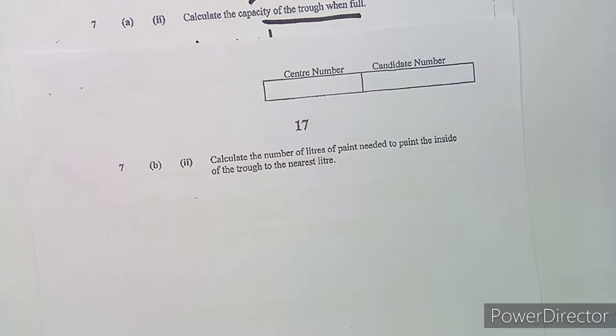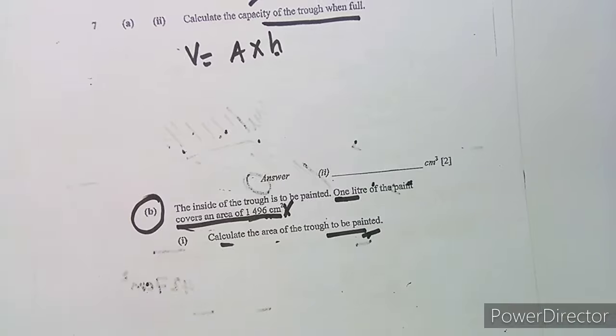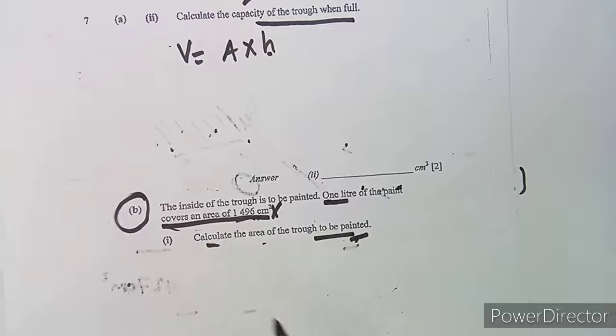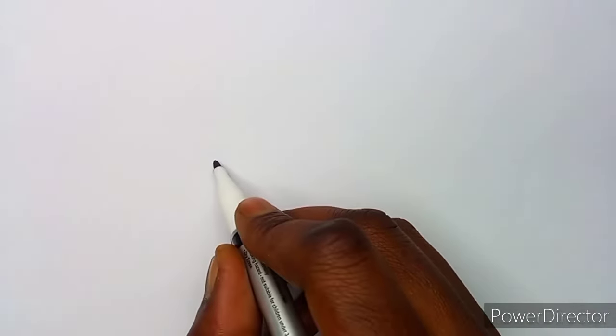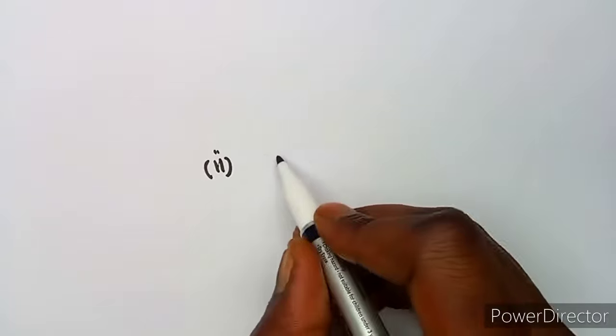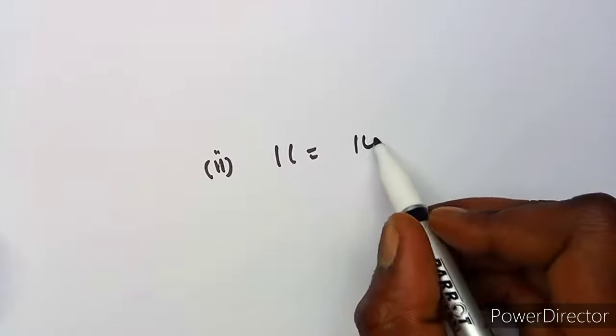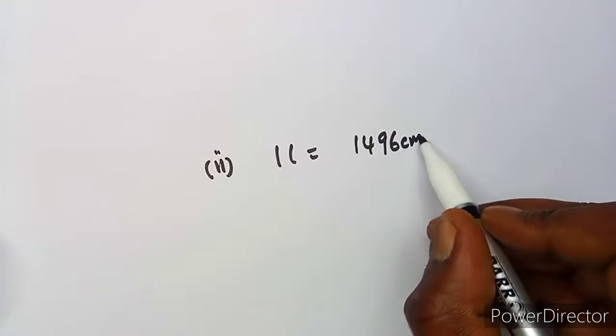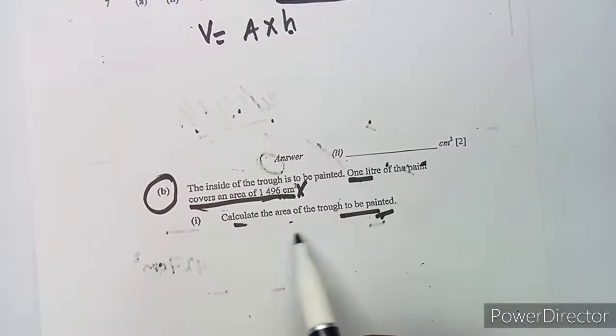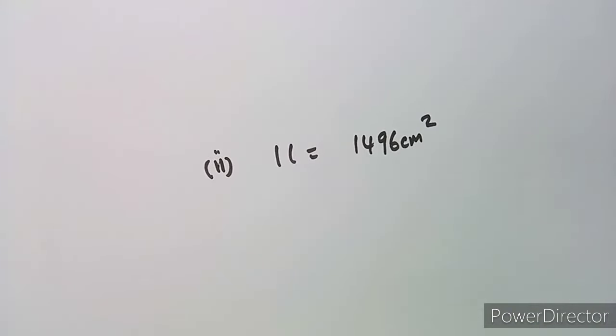So where am I going to have the total number of liters? I'm going to start this way, where I'm being told that a liter covers 1496 square centimeters. This is actually B item 2. So what about the total area that was to be painted, the one that we just calculated now?